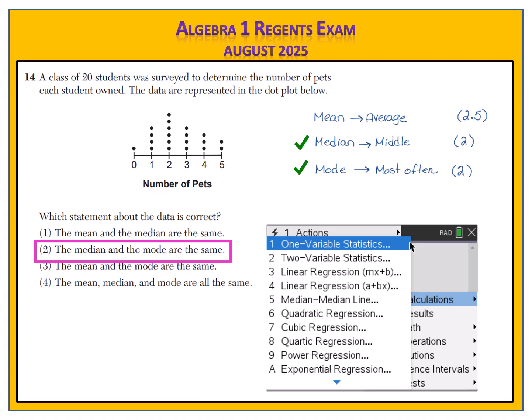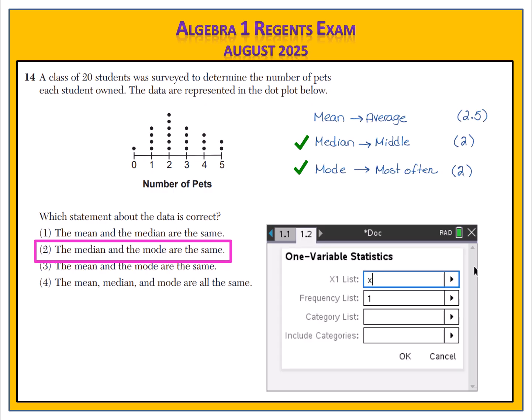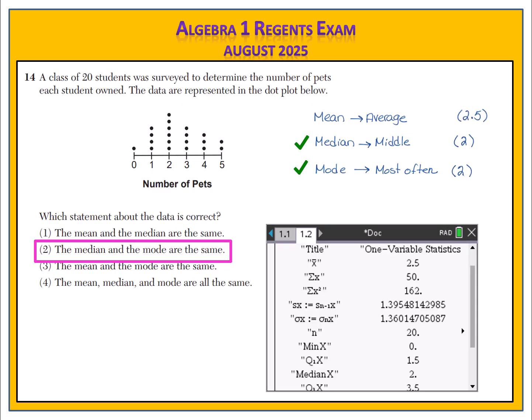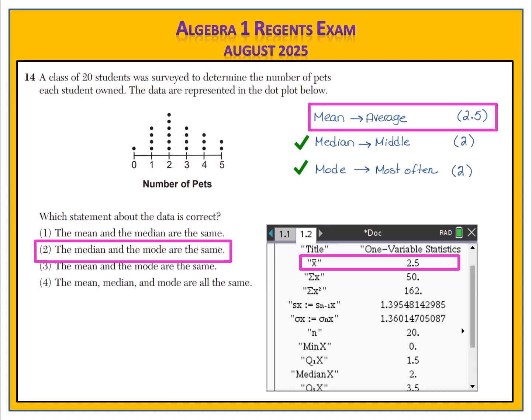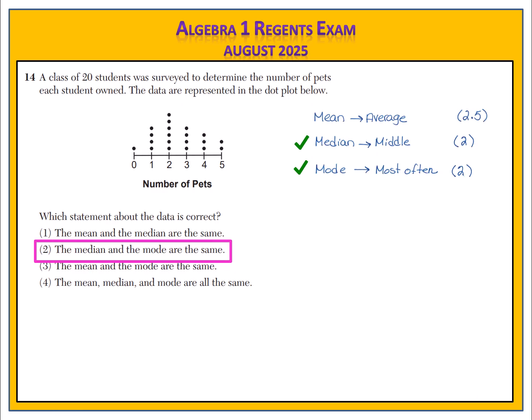One variable statistics. The calculator will ask you how many lists you entered. We only entered 1 list, so we hit OK. Now they ask you for the name of that list. We named that list X. Click OK, and the calculator will give you a summary screen. X bar, the X with the line over the top, is your mean. Median is listed as median X. Mode you would have to get from the dot plot by looking for which one occurred the most often. Now that you have your 3 numbers, you can conduct your analysis and choose the choice that matches what you find.